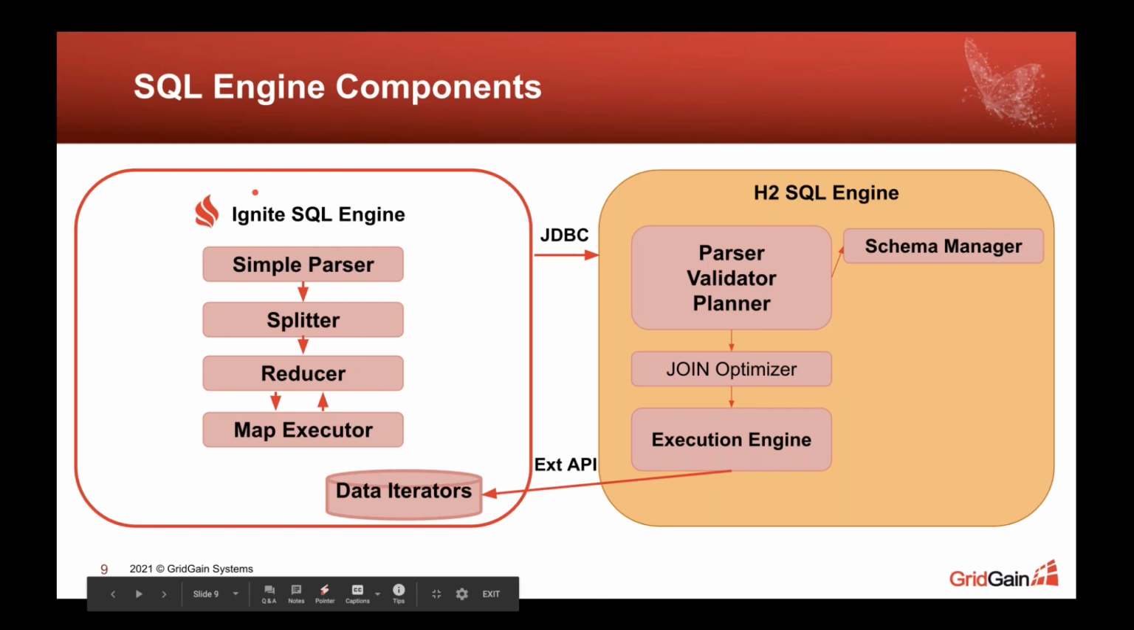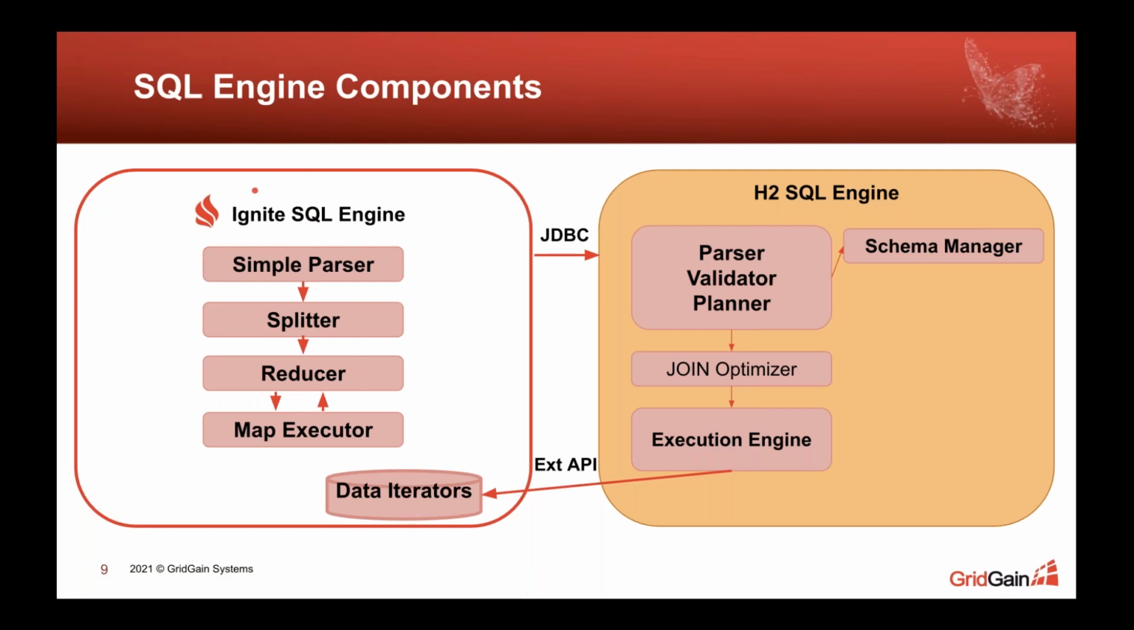It's being used to parse Ignite specific commands. For example, the splitter first of all calls H2 to get a plan for a query. What's really important here is that all the data is stored in Ignite and wrapped by H2 iterators. So H2 only duplicates some schema information in order to make the parser, validator, and planner work.